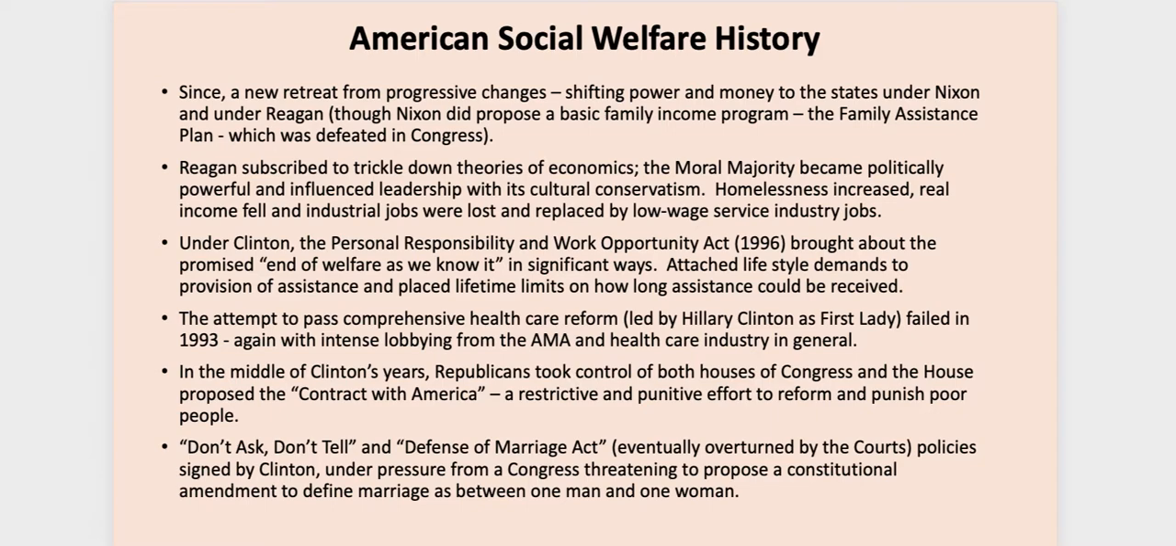Clinton signed the "Don't Ask, Don't Tell" policy, which essentially said that if you're gay and in the military, just don't say anything. We won't ask you about it. But it still allowed the military to kick gays out if they were discovered. Now that's since been revised and changed.